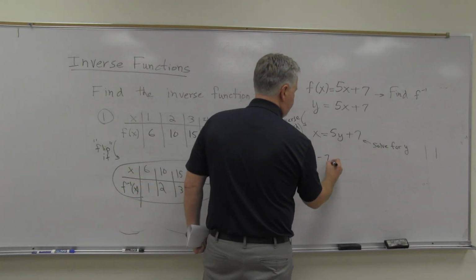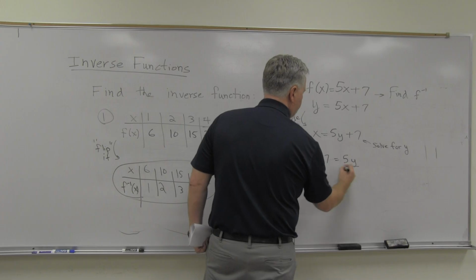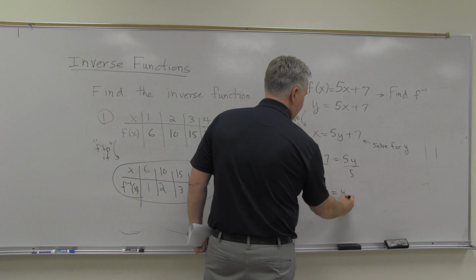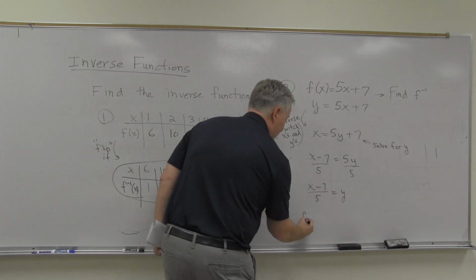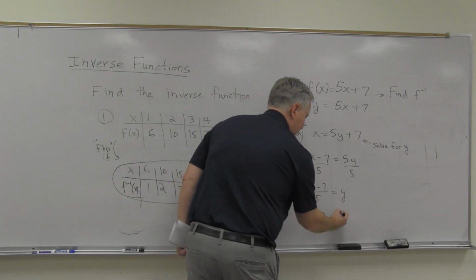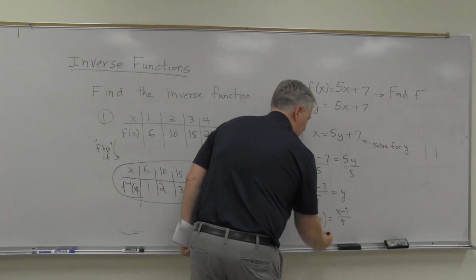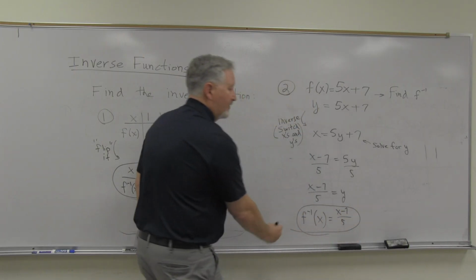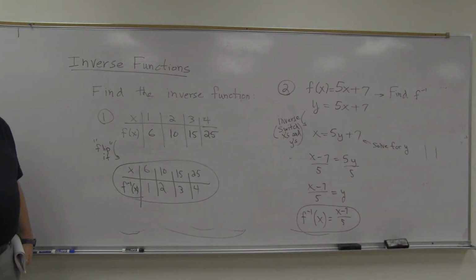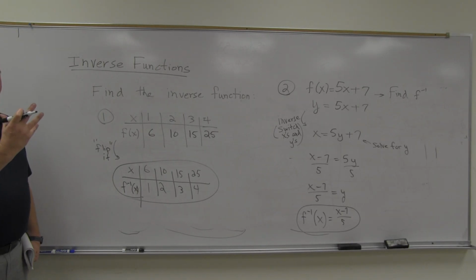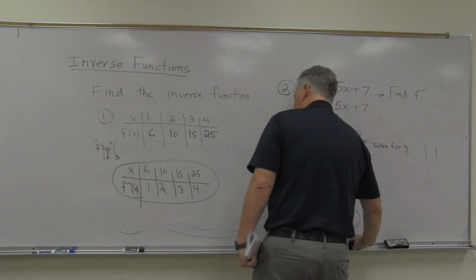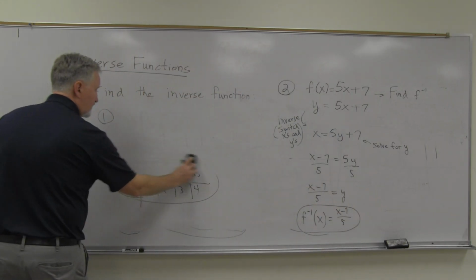So what? Subtract 7, divide by 5. So that's x minus 7 over 5 equals y. Now right there's your inverse function. F inverse, f to the negative 1 power, it looks like, but that's f inverse, is this right here. Yes? Not too bad. The trick is sometimes it's a little more complicated. So a couple more just to point that out. All right. Number 3.